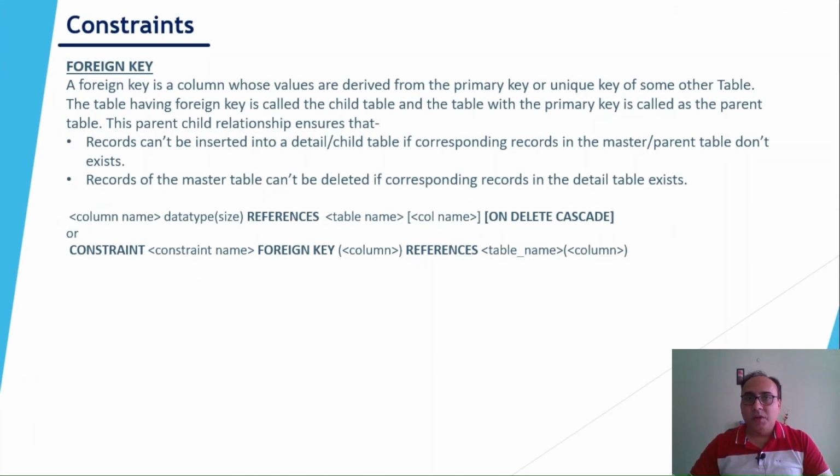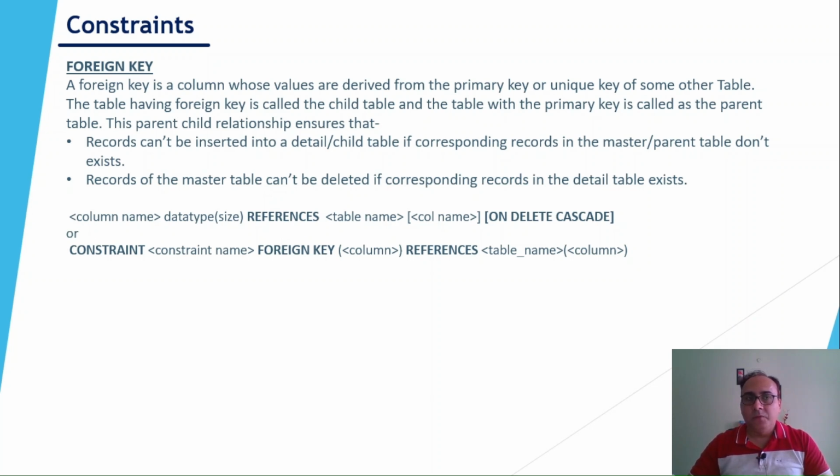So there are two important properties for this parent-child relationship. Number one, a record cannot be inserted into a child table if the corresponding record in the master table doesn't exist. Number two, a record of the master table cannot be deleted if corresponding records exist in the detail table. So both these parent and child data are tightly coupled.